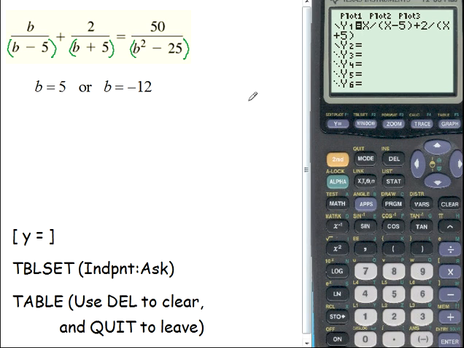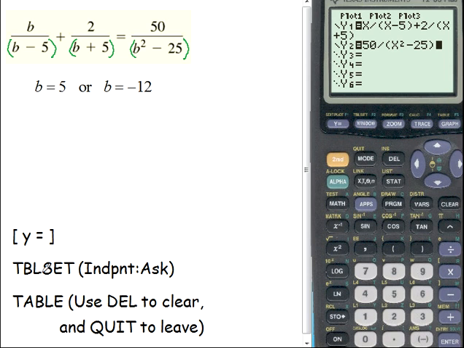And again, when we're entering it in the calculator, we go from top to bottom and left to right, just like this. And we've got the first side in. Let's go to the right side now and put the right side in, which is 50 divided by, open parentheses, again, x squared minus 25, close parentheses.